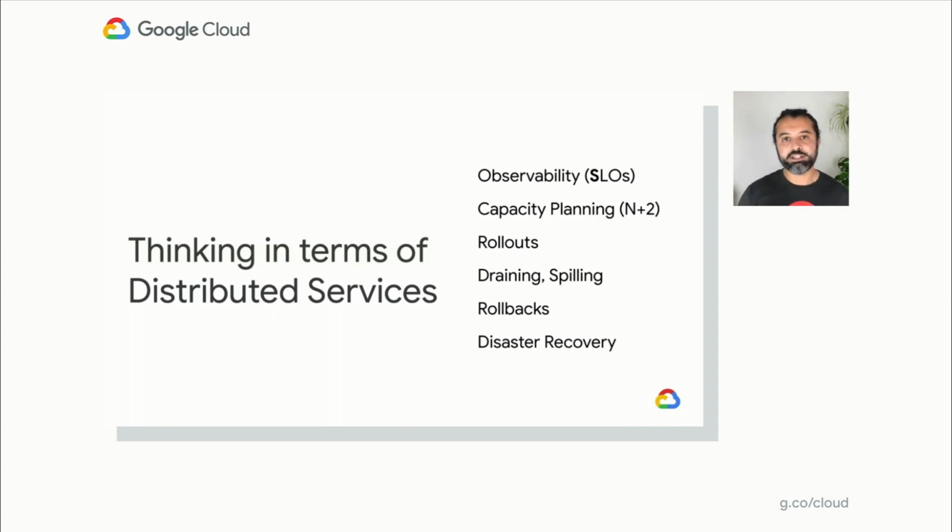If a cluster is having an issue, or if I want to upgrade a cluster, I can drain traffic away from the workload running on that particular cluster and spill it to other clusters. So I still haven't taken my service down, but I've now freed up that cluster, and I can do whatever maintenance or operations or upgrades that I want on that cluster. So you can see that when you think in terms of distributed services, a lot of these resiliency and scalability knobs just open up to you.